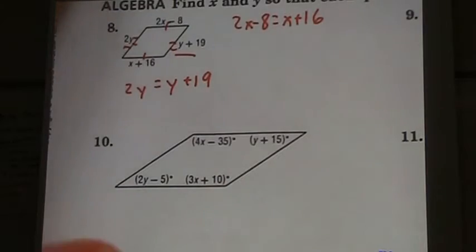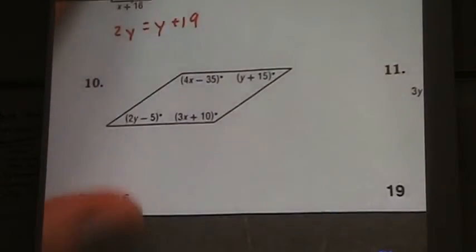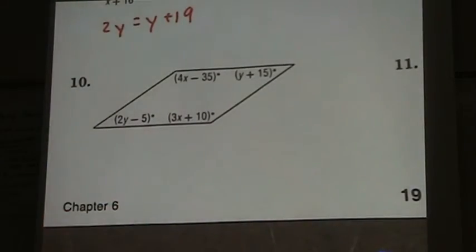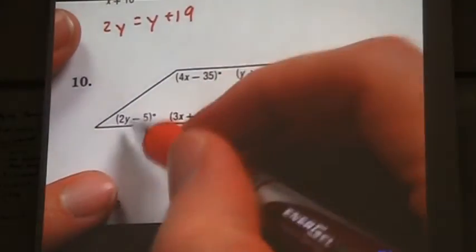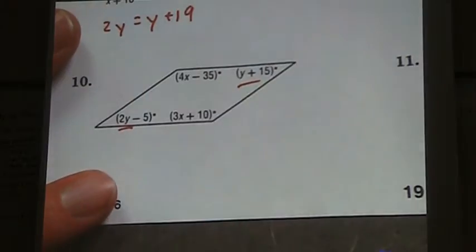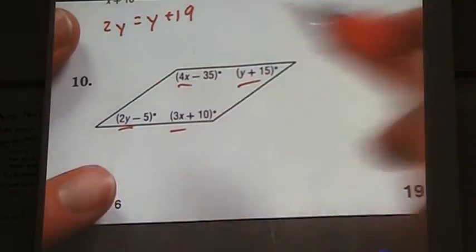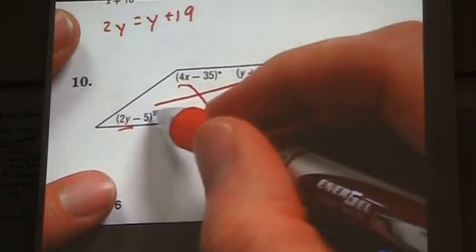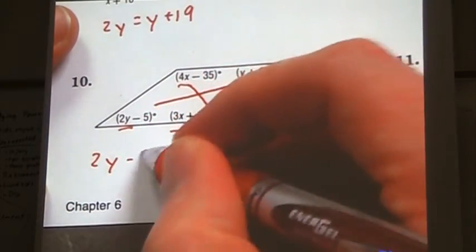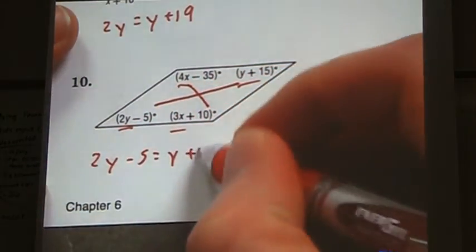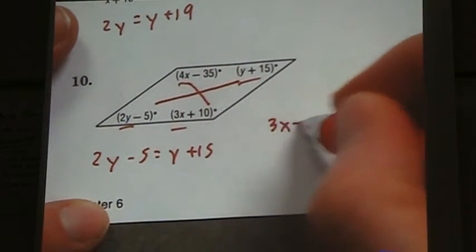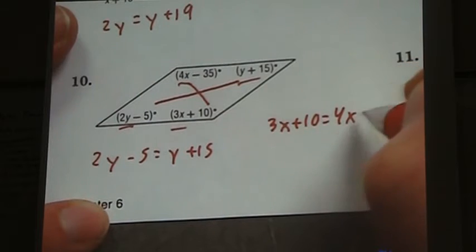And then, of course, with angles, same thing. Depending on how much information you're given on an angle problem, you can set it up different ways. With this one, you'll notice the y angles are across from each other, and so are the x angles. So you can use the relationship that opposite angles are congruent. So I can go 2y minus 5 equals y plus 15. And then I can go 3x plus 10 equals 4x minus 35.